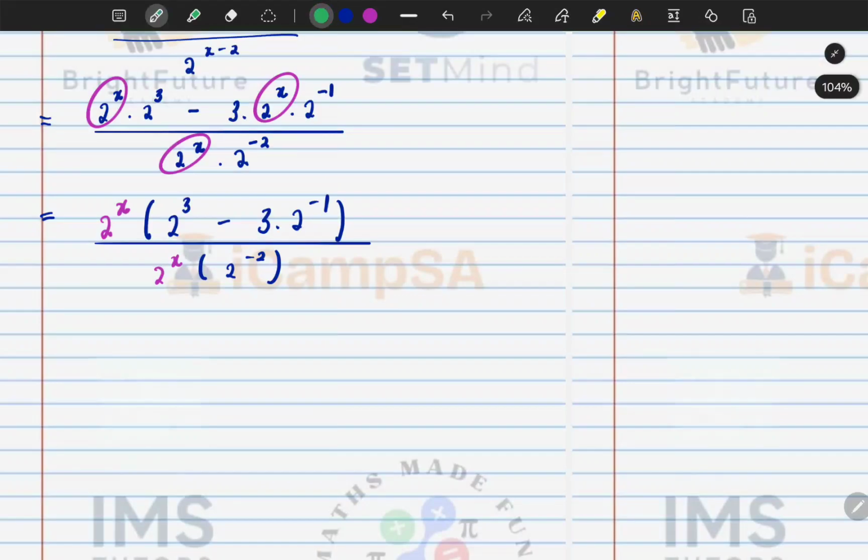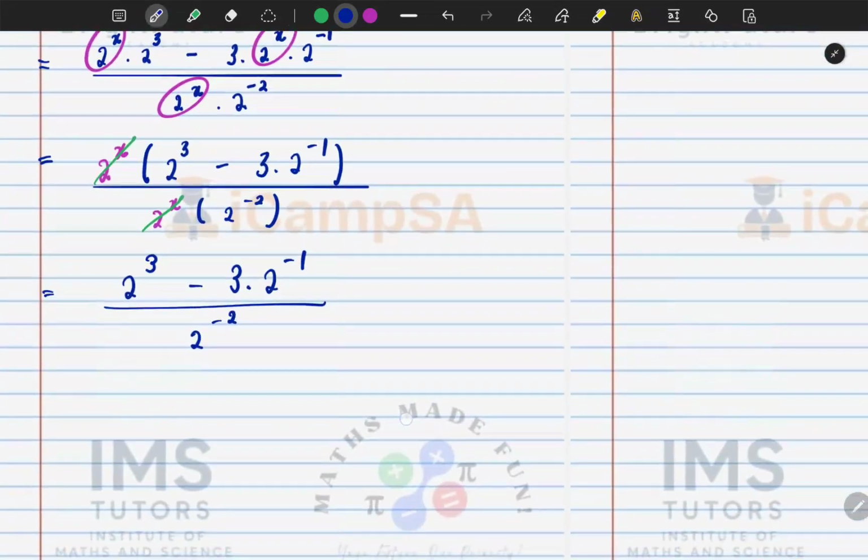And then from there, that and that will cancel, and we'll be left with 2 to the power of 3 minus 3 times 2 to the power of negative 1, all over 2 to the power of minus 2.